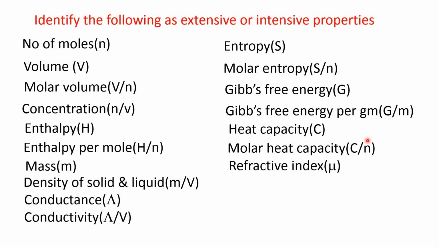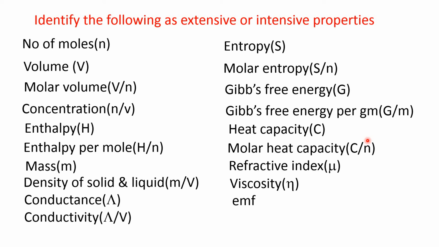And coming to refractive index, mu. Refractive index means when light passes through a medium or any substance, how much it bends. And how much it will bend depends only on the nature. Whether you take a small size substance or a big size substance, how much light will bend is independent of the size or matter. So refractive index is an intensive property. Then viscosity. Viscosity depends on the nature of the liquid. So it is an intensive property.